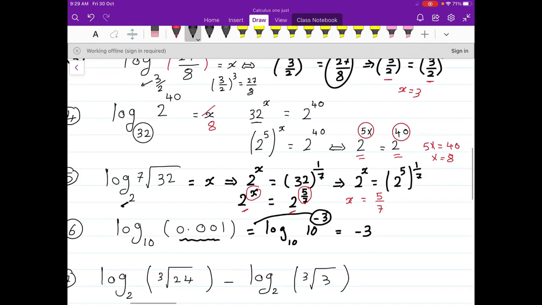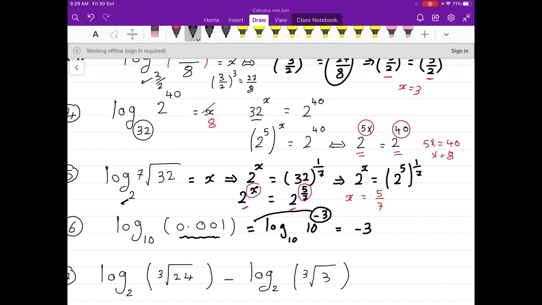Another method to solve this problem: what does it mean that log 0.001 for the base 10 equals minus 3? That means 10 to the power minus 3 equals 0.001.